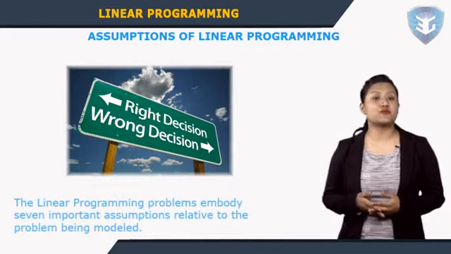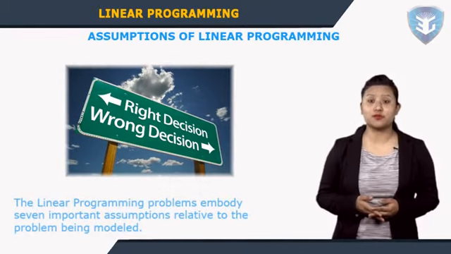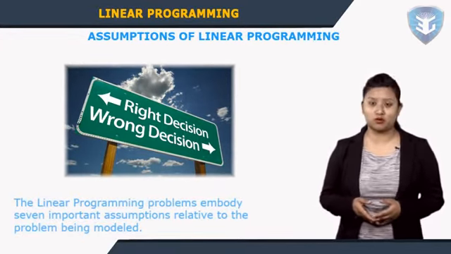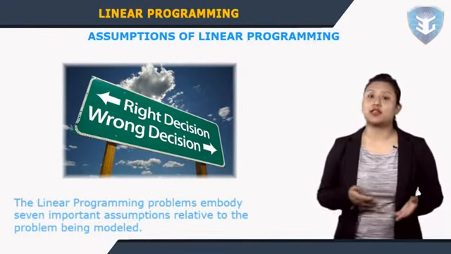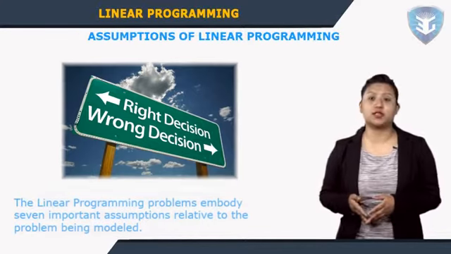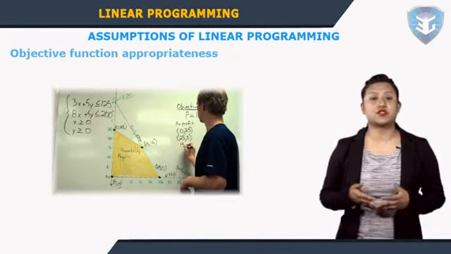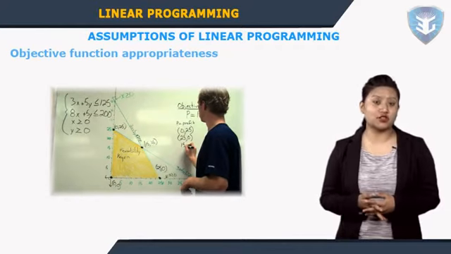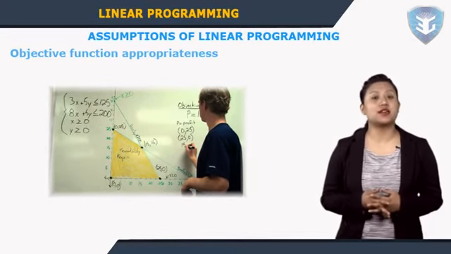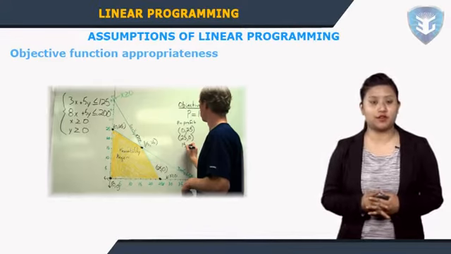Linear programming problems embody seven important assumptions relative to the problem being modeled. The first three involve the appropriateness of the formulation. The last four, the mathematical relationships within the model. Objective function appropriateness. This assumption means that within the formulation, the objective function is the sole criterion for choosing among the feasible values of the decision variables.